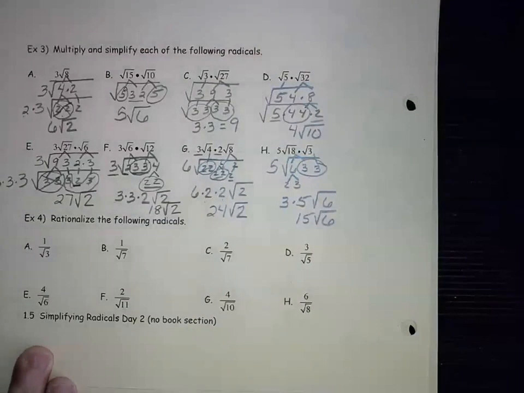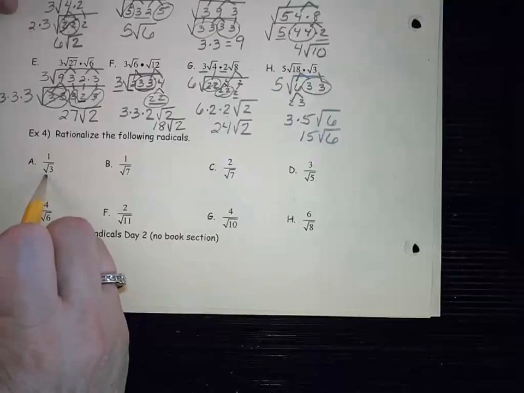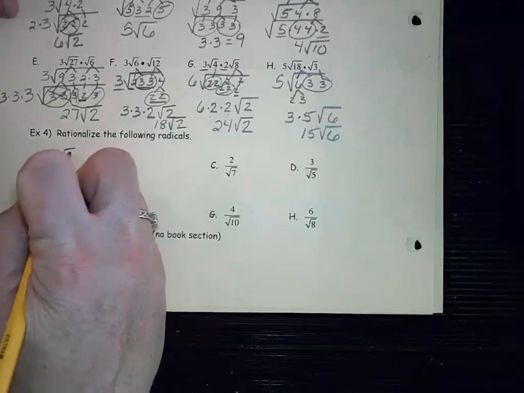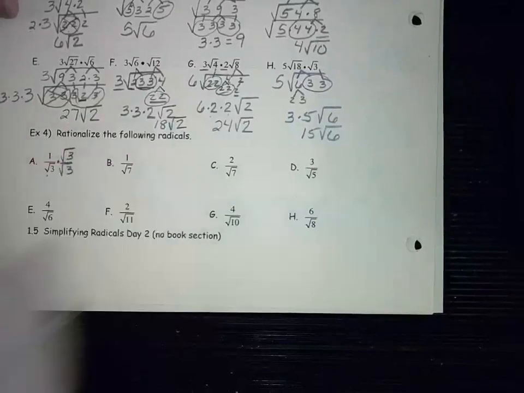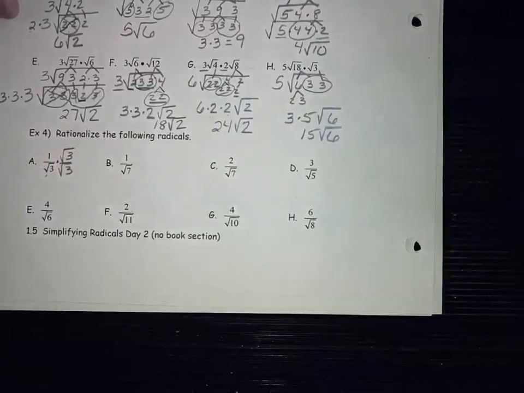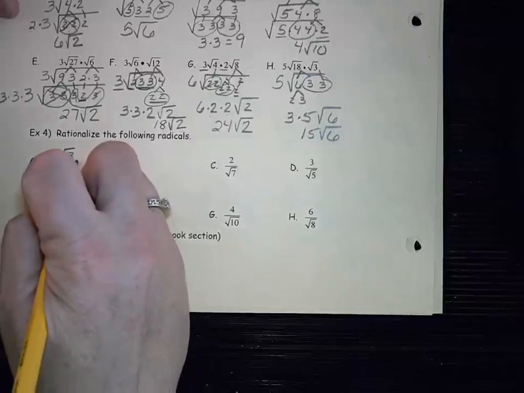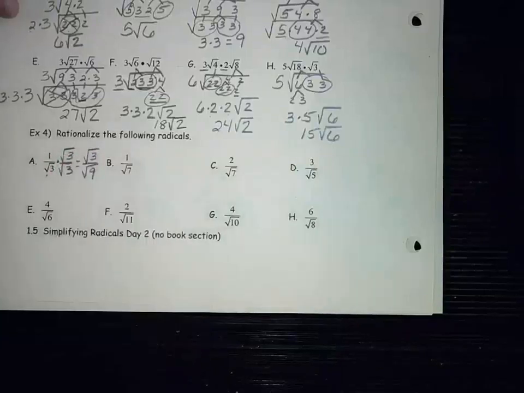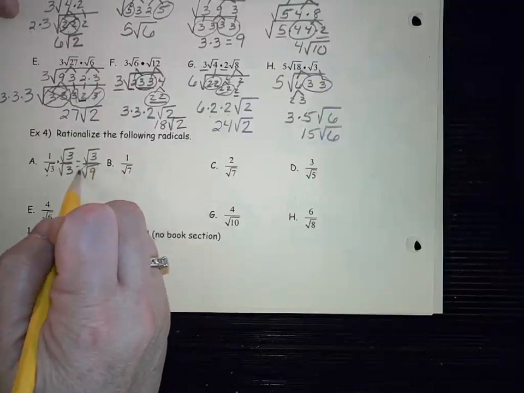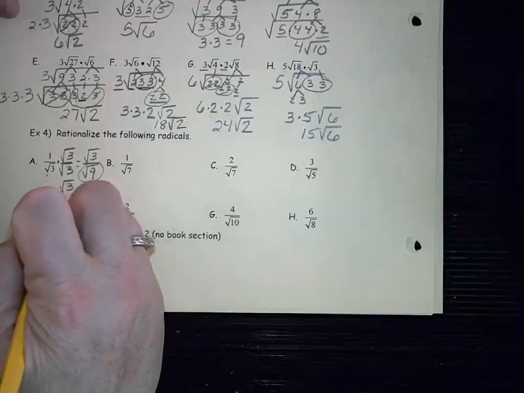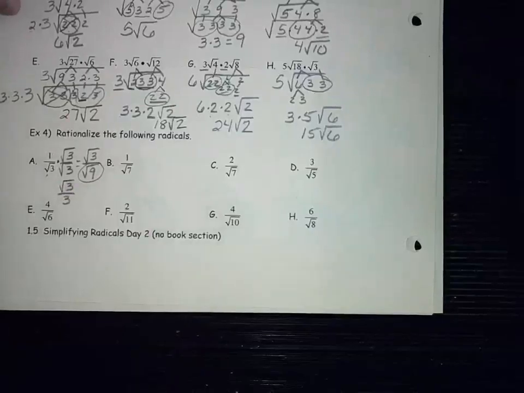And example 4, way before I was around, somebody made a rule that says you cannot have a square root on the bottom of a fraction. So what we do is we multiply the top and the bottom by the square root of 3. Square root of 3 over square root of 3 is just a 1. And then you end up with the square root of 3 over the square root of 9. This is a perfect square, so you end up with square root of 3 over 3.